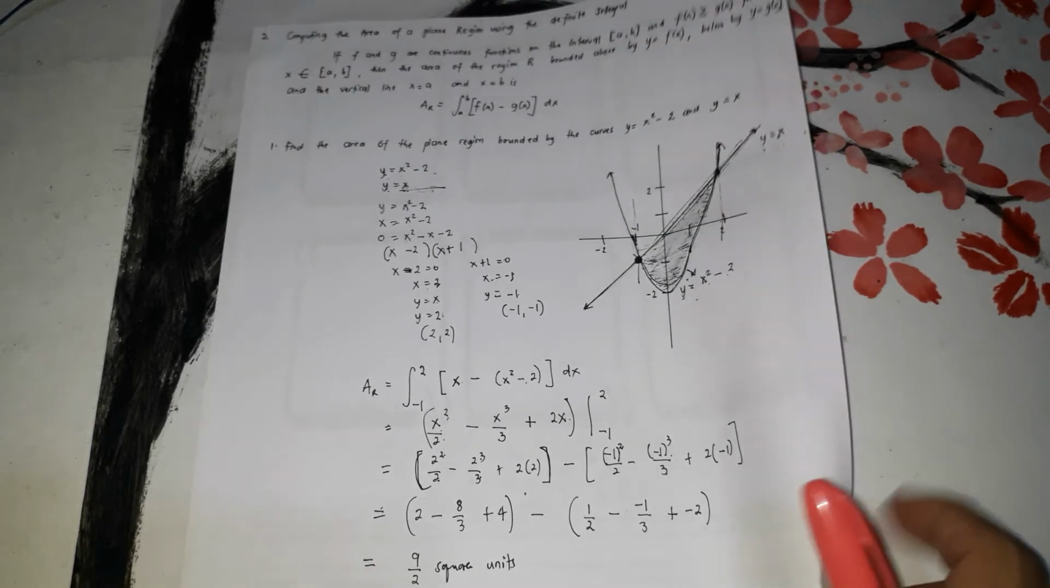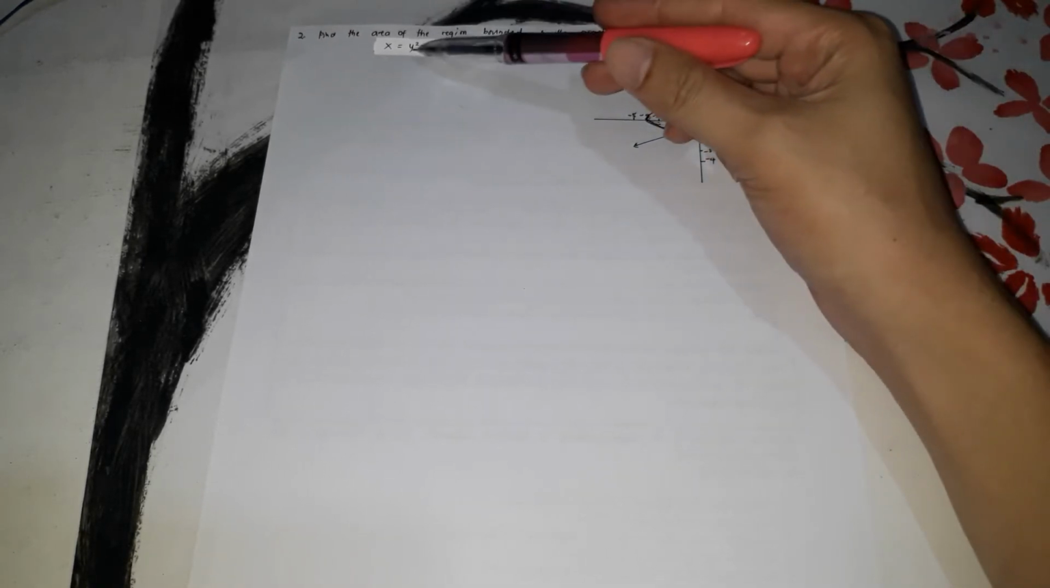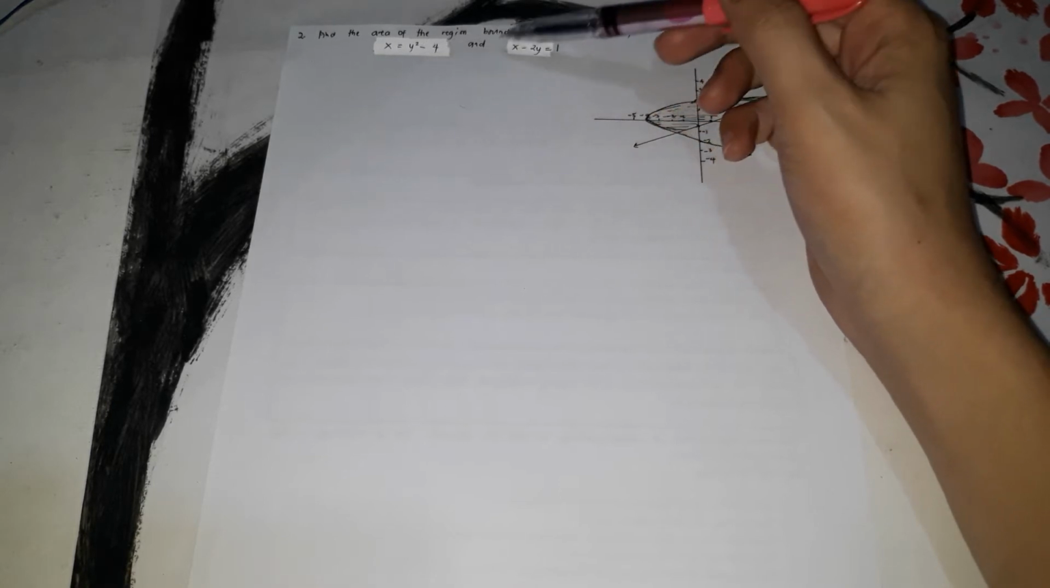For number 2, which is quite complicated: find the area of the region bounded by the graphs of x equals y squared minus 4 and x minus 2y equals 1. Wala munang graph dapat, but I did put the graph so that it would be easier, so that the video would not be too long. Ang unang gagawin, substitute mo na x is equal to y squared minus 4, tapos x minus 2y is equal to 1. So these are the two equations.